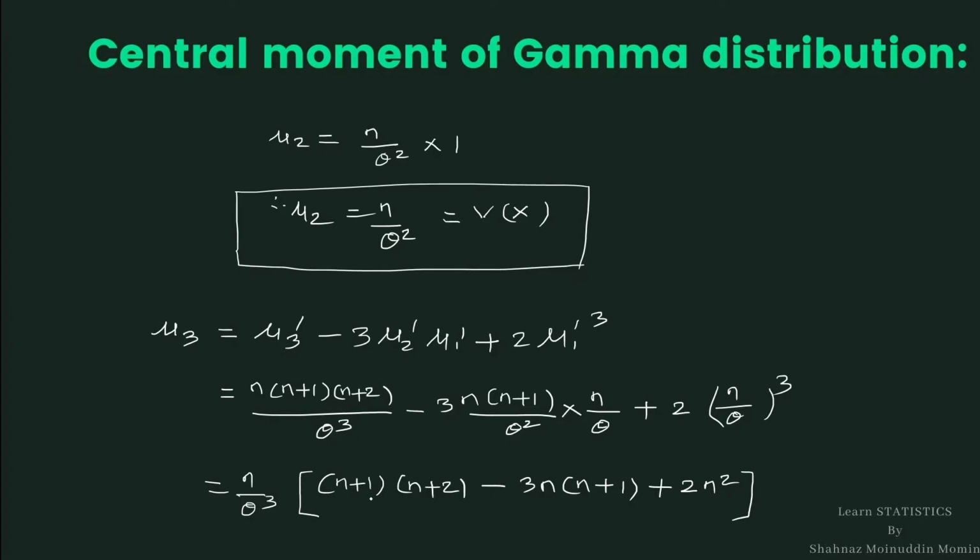Now I will multiply all the brackets and simplify it. Mu 3 is equal to n upon theta cube into bracket, it is n square plus twice n plus n plus 2 minus 3n square minus 3n plus 2n square.